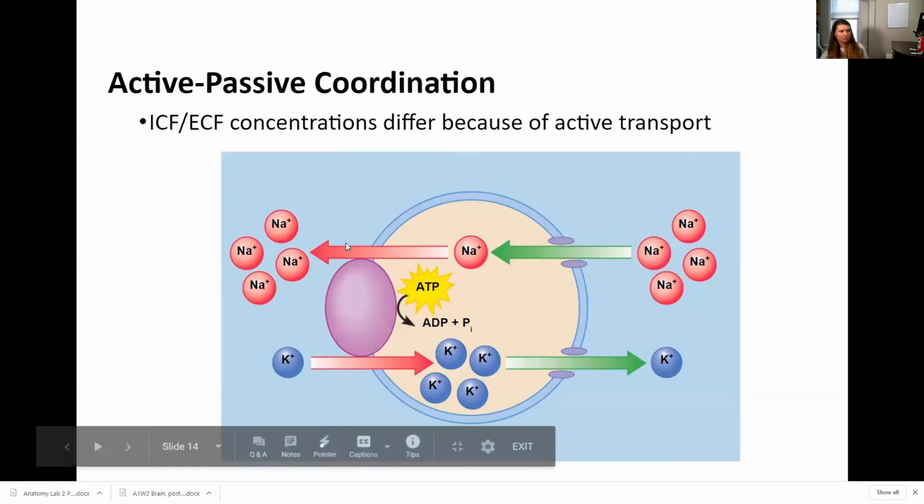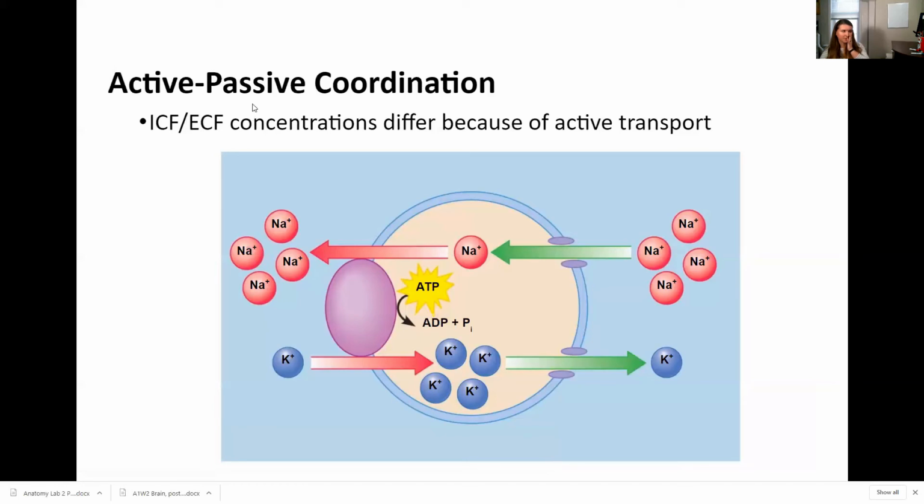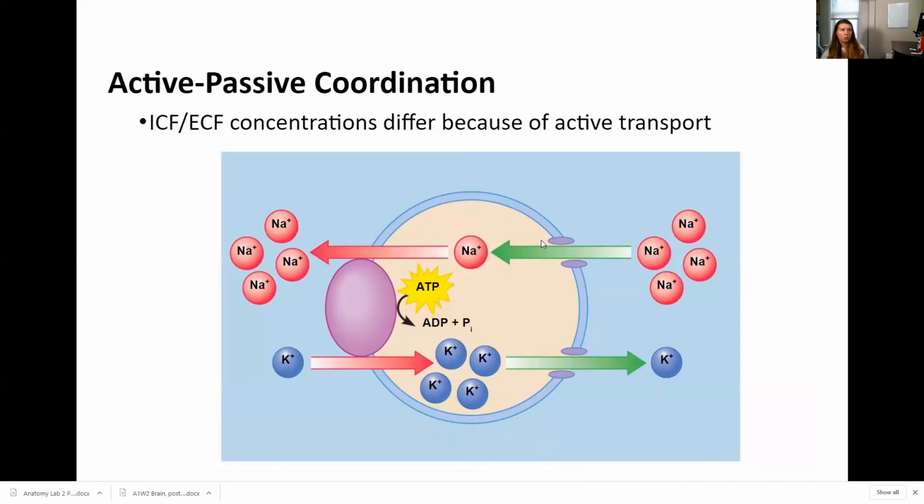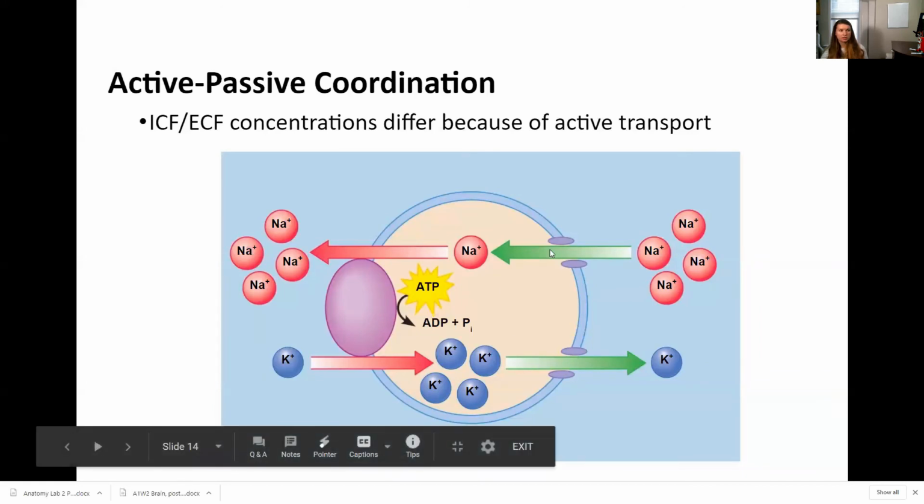So after we have this happen, we're then able to allow passive movement of these ions as well. So here we can see channels in the membrane. Here is a sodium channel, here's a potassium channel. Because we've built up a sodium and a potassium gradient across this membrane, when our sodium channels and potassium channels are open, we're going to see movement of sodium and potassium respectively.